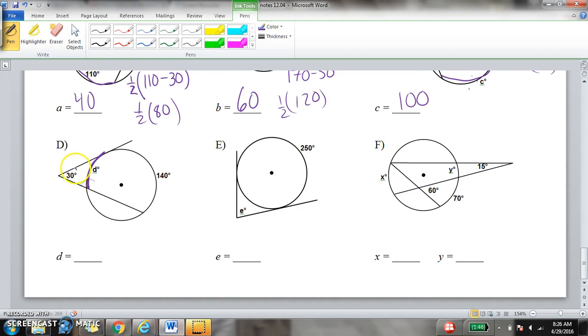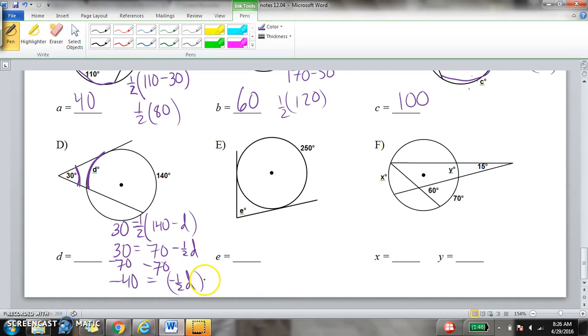Same thing, so we've got the outside angle, the intersection angle, equals 1/2 of the bigger arc, which is 140, minus the smaller arc, which is D, which we're trying to find. So 30 equals half of 140, which is 70, minus 1/2 D. So we subtract 70. 30 minus 70 is now negative 40. But we have a negative 1/2 over here, which means to get rid of it, we would have to multiply by a negative 2. So when we multiply negative 40 by negative 2, we get positive 80. And if we check that, 140 minus 80 is 60, and half of that is 30.